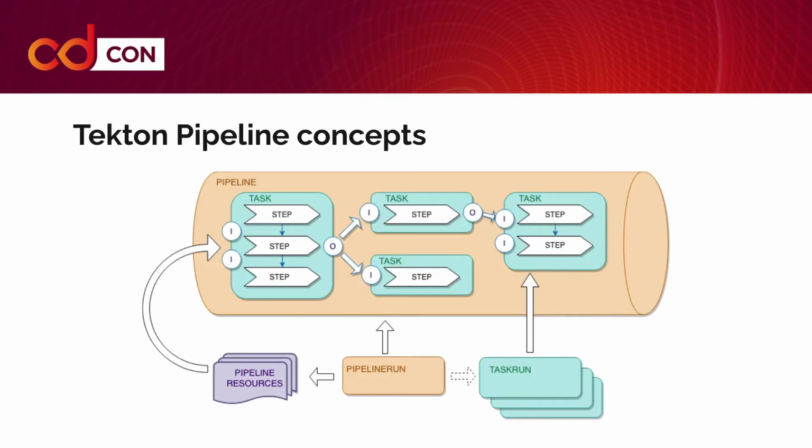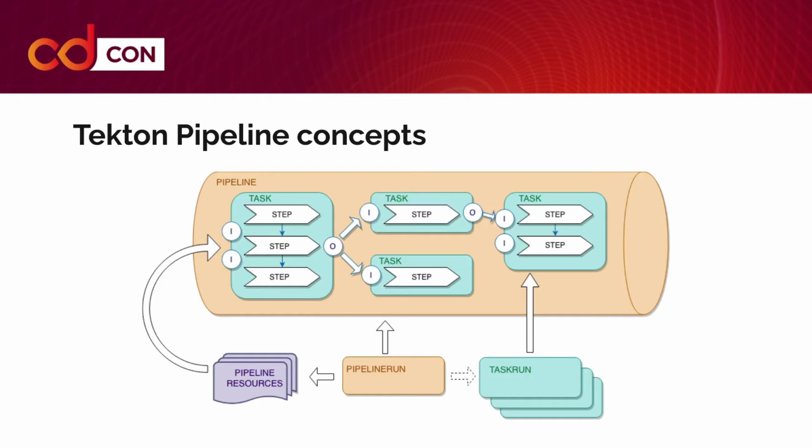You have your pipeline, which is composed here of 4 tasks. The task 1 has 3 steps. The 2 tasks are depending on this task 1 and have 1 step, and there's a final task that just depends on the one on the top that has 2 steps. The I and the O in circle are the inputs and outputs. In this example they are pipeline resources, but they could be parameters, workspace, etc.